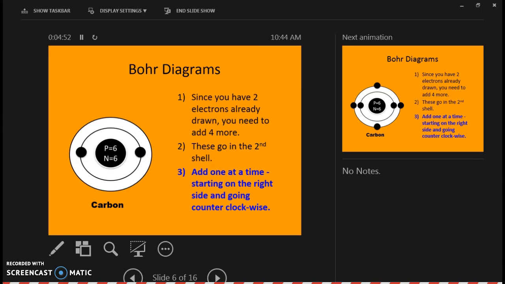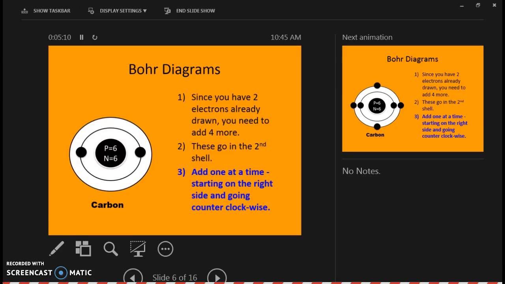Now we're moving on to our third empty box in our notes. We know that we have already drawn 2 electrons on that first energy level, and that's all that it can hold. So now we need a place to put the other 4. What you're going to do, you're going to put those in the second energy level.